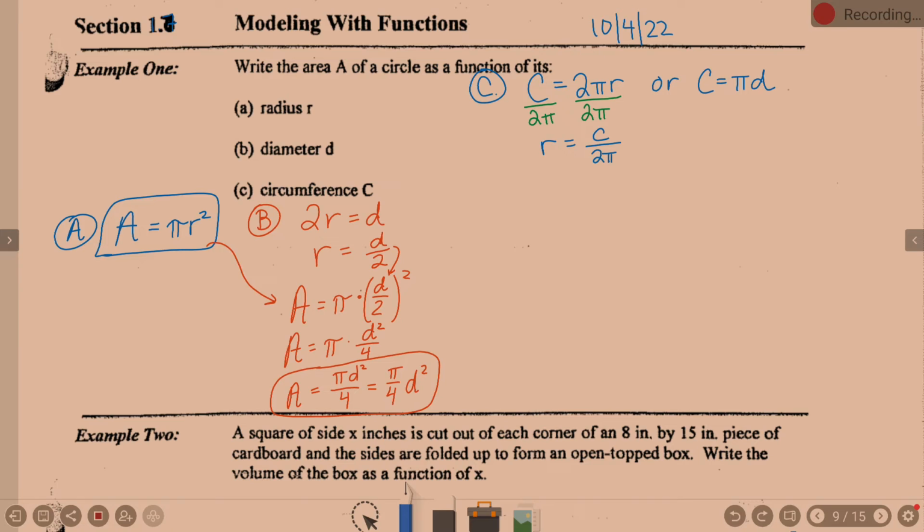So you know that area formula from part A? A equals pi times r squared. What am I putting in for r? C over 2 pi, quantity squared.